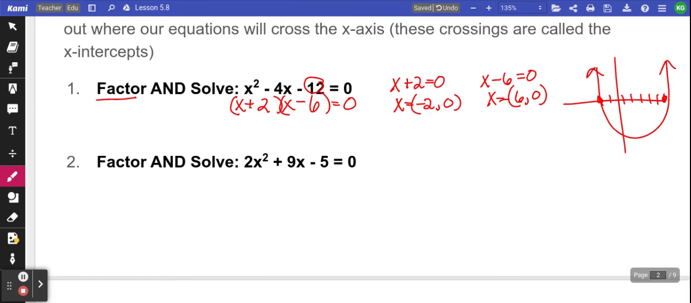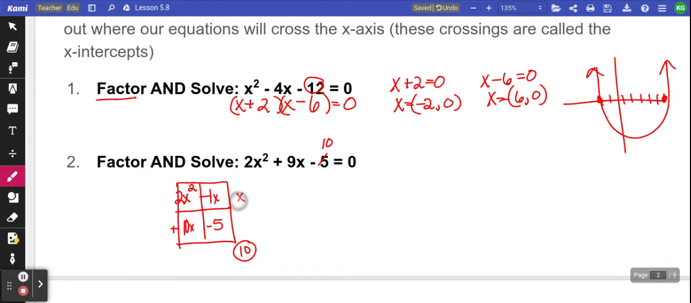On the second one, it starts with a leading coefficient, so this would be a window method. So I'm going to start with 2x squared here, negative 5 here. Those multiply to be 10. So what are factors of 10 that subtract to be 9? 10 and 1. Sign chart says the bigger one gets a plus.